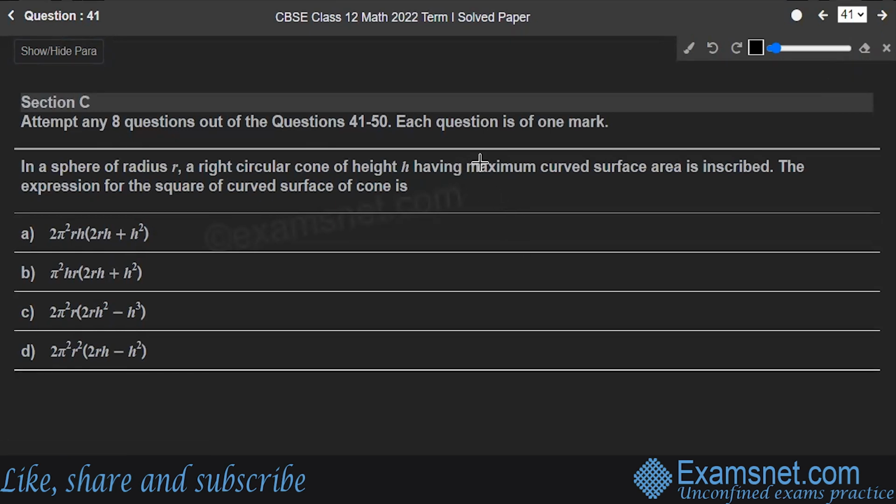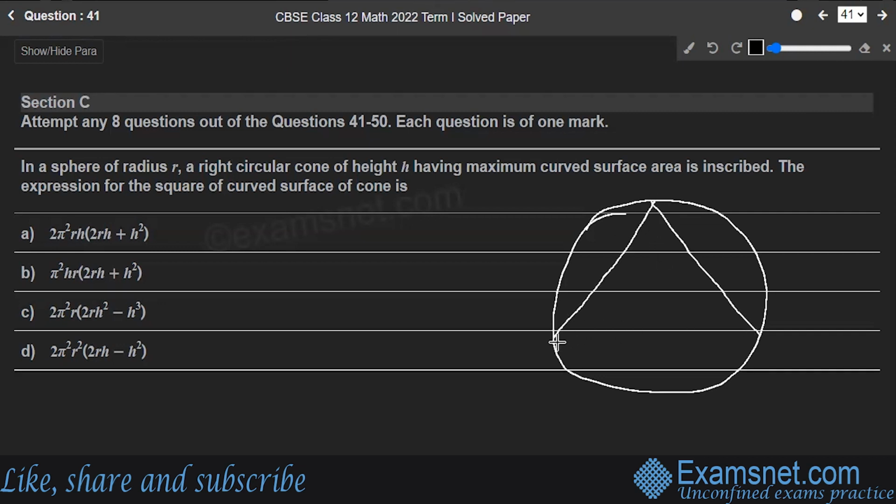Let's make the figure to understand the problem first. So here is the circle, because the cone is said to be inscribed. Let's make a cone now over here. Fine. This is the center. Let's say this is the radius, and the slanting length L. This is capital R. This is A, B, C. Okay, these are the points.